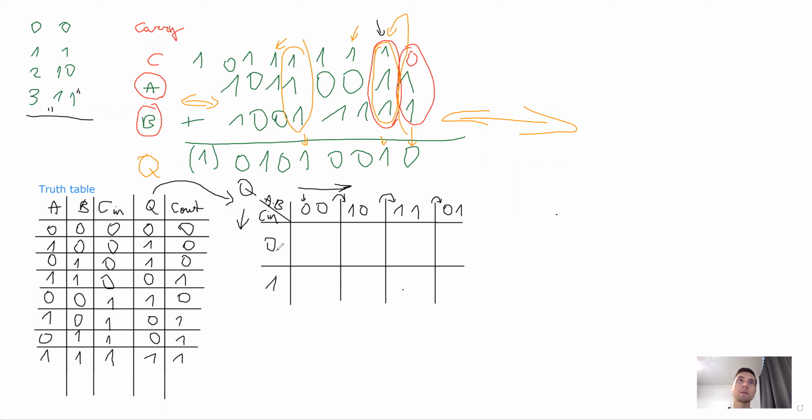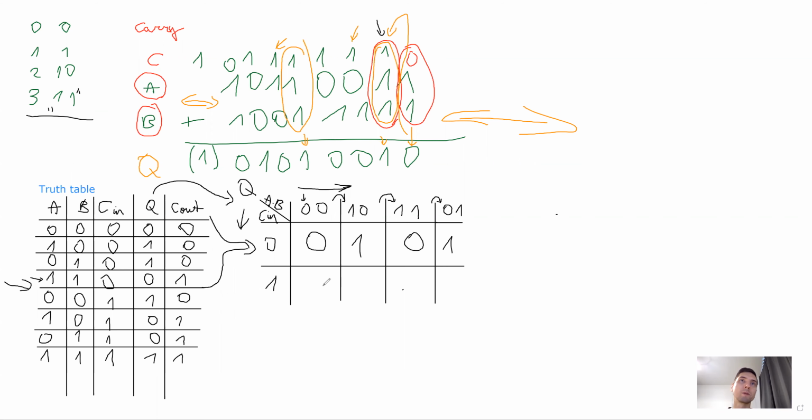So when A, B, and C are all zeros, the result of Q was 0, so I write it here. When carry in was 0, we will now fix on these first 4 lines. So when carry is 0, when A and B are also zeros, the Q result is 0. When A is 1 and B is 0, the result was 1. So here is 1. When A and B both are 1s, so it's this line, the result is 0. So 0 goes here. But when A is 0 and B is 1, the result is 1. So this table entry is like this.